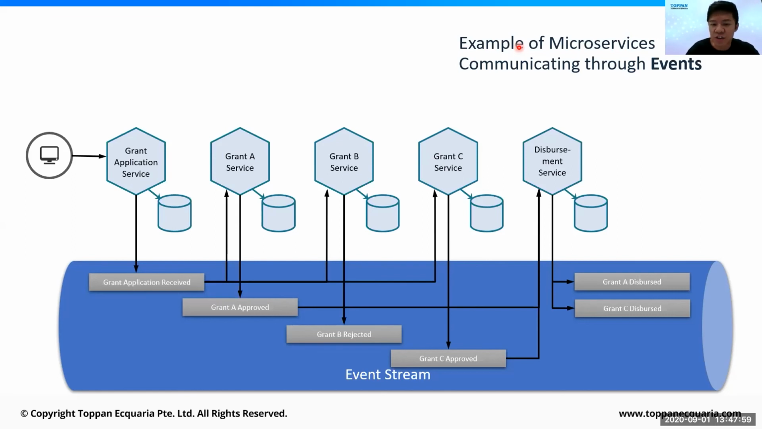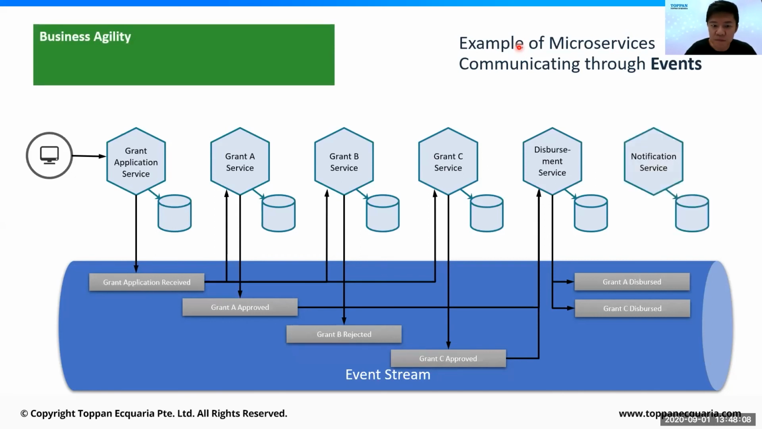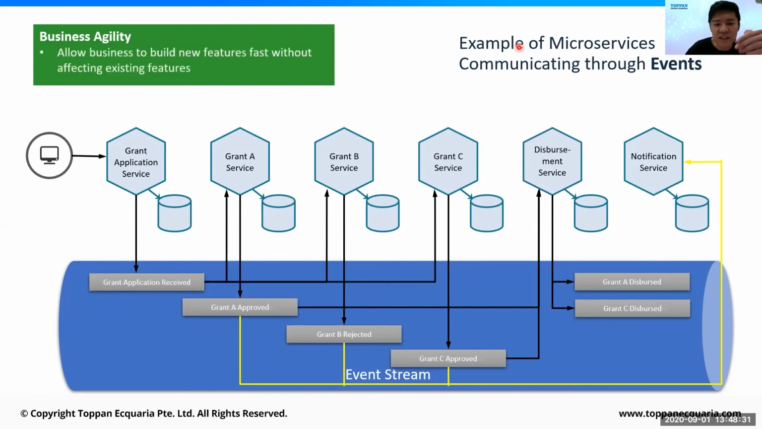We'll use the same scenario where stakeholders wanted an SMS to be sent out when a grant is approved or rejected. Similarly, we'll create a notification service. However, we do not need each of the grant services to make changes to call the notification service. Instead, the notification service will just plug itself into the event streams to pull out the relevant events. For example, it will pick up all the grant approved or rejected events and do the necessary sending of SMS. As you can see from this example, we can easily extend new functionality or features without having to change or affect the existing service. And this allows business to evolve and build new features easily.